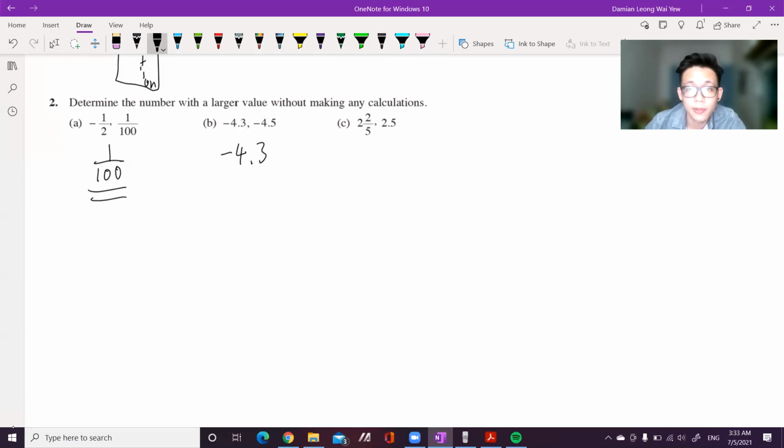Then we have 2 over 5 and 2.5. So the 2 is the same. It's just the 2 over 5 compared with the 0.5. So 0.5 is like half. 2 over 5, you can see it's less than half. So 2 over 5 should be smaller. So the larger one will be 2.5. So no calculation is needed, no working is needed. We just need to know how to compare them. That is for question 2.